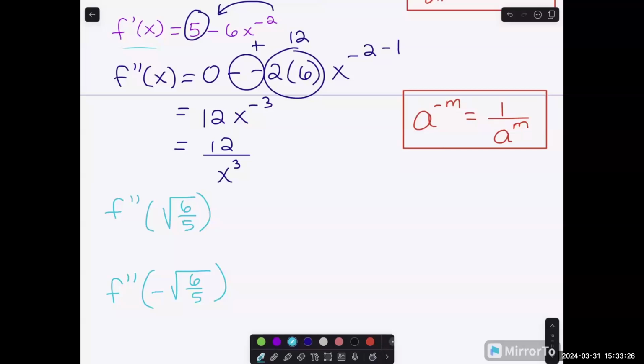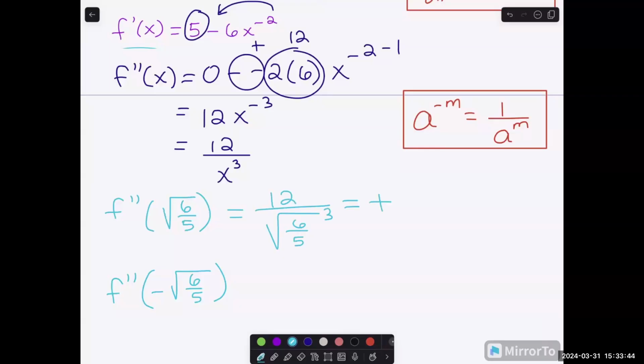So we'll plug these in, and actually we don't really care what the value is. All we really care about is the sign. I just want to know if this is positive or negative. So this, I have 12 over root 6/5 cubed. I know this is positive.